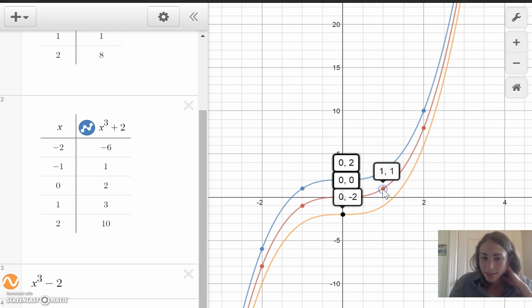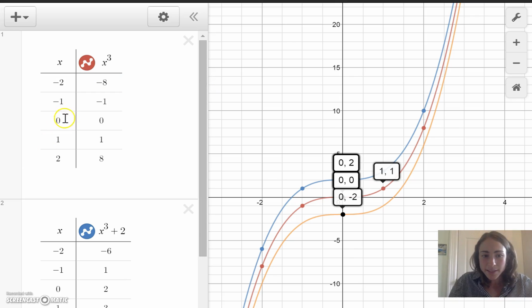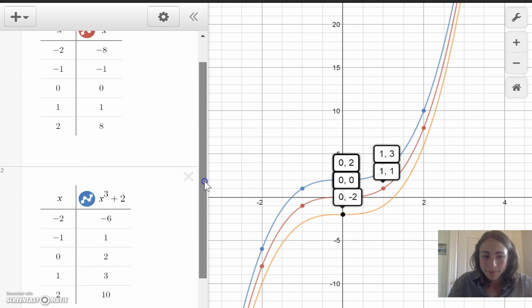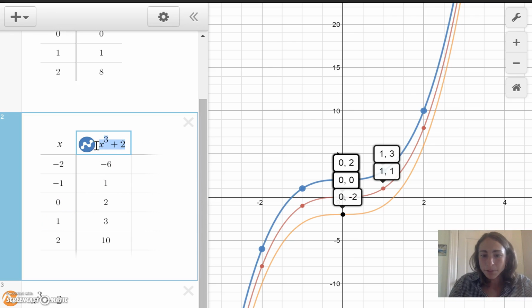The red graph, we have the point 1, 1. We can see this on the table. If we look at the table for x cubed, when we plug in 1, our output is 1. So the output tells us the y value. Now on the graph of the blue function, if we plug in 1, we get 1, 3. So here's the equation for the blue function, x cubed plus 2. When we plug in 1, we get 3, which is 2 bigger than the y value of the red graph. We add 2 onto it.